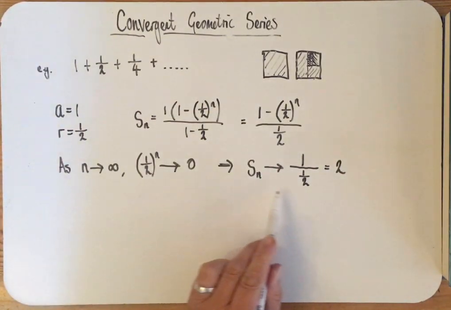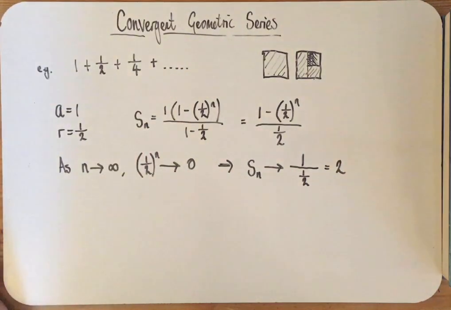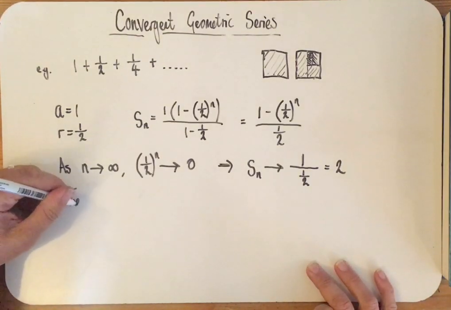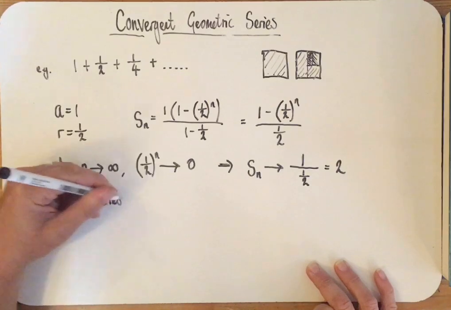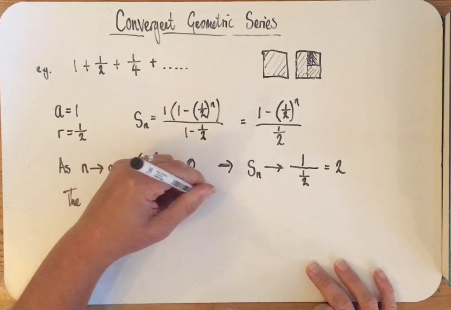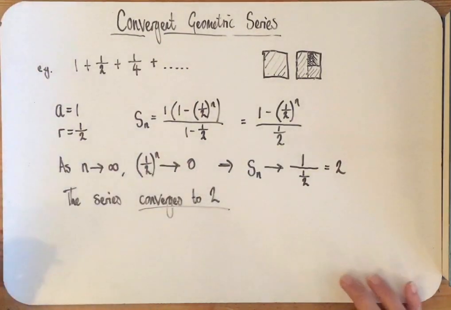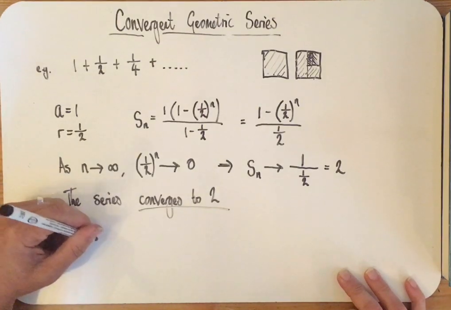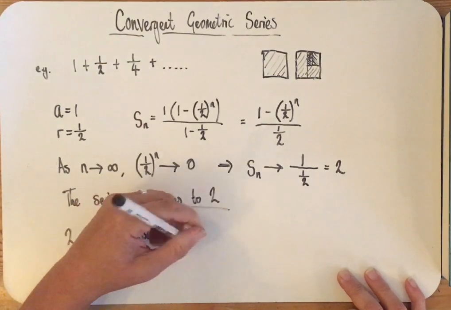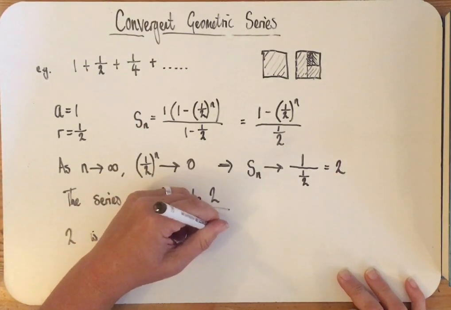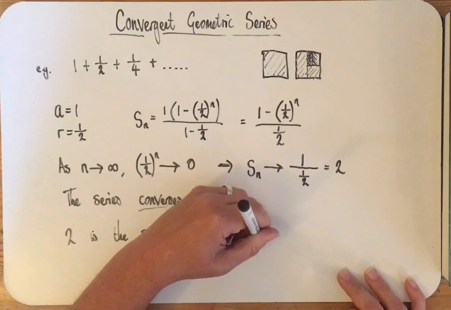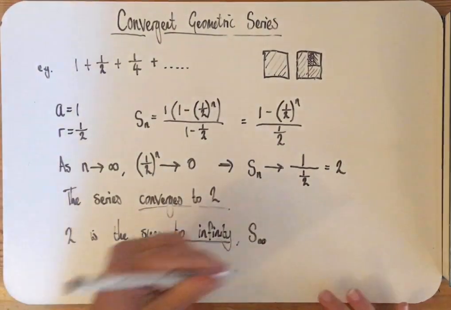This is called the sum to infinity of this series, so you're letting n approach infinity, and the series converges to 2. So it converges to 2, and 2 is the sum to infinity. The notation for that is S infinity rather than S n of the series.